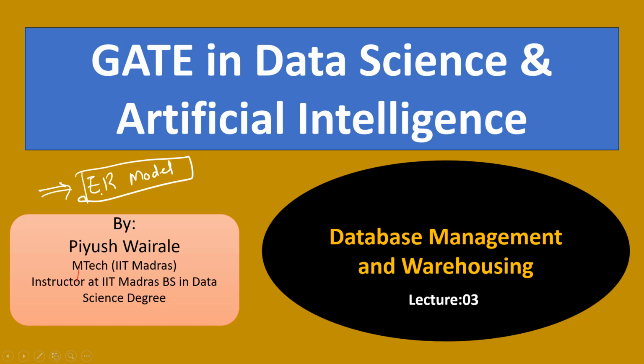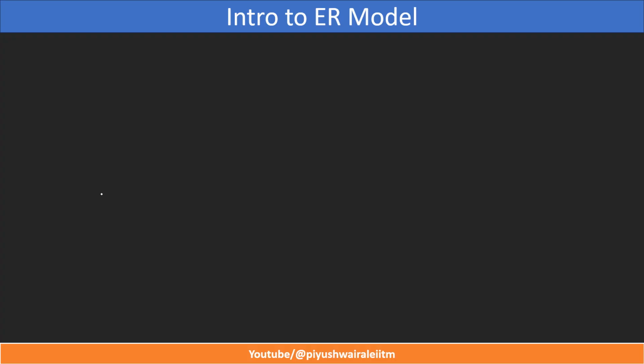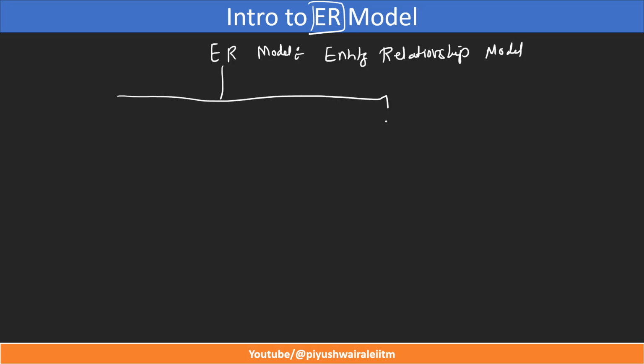Now in this lecture, we are going to start with the first topic of our GATE syllabus, that is the ER model. So this is the first slide, intro to ER model. What is the ER model? The ER model is basically the entity relationship model. E stands for entity and R stands for relationship. Then we have different components of the ER model. Apart from entity and relationship, we have one more component, that is attributes.